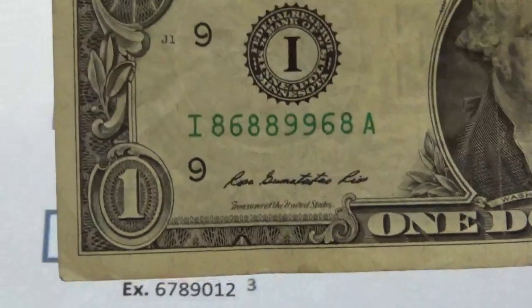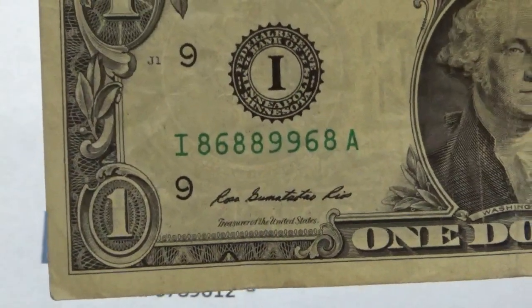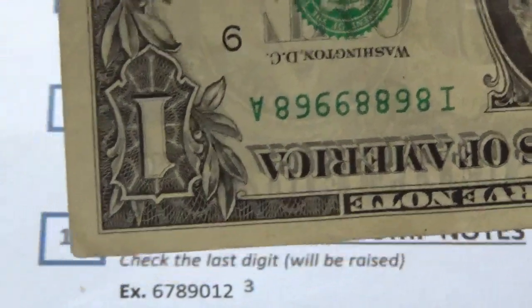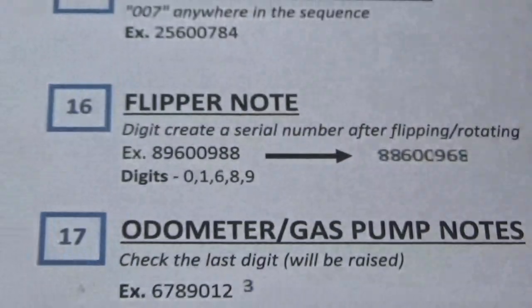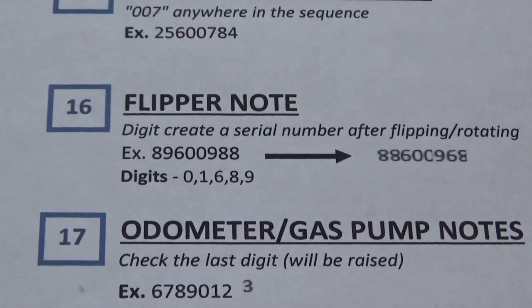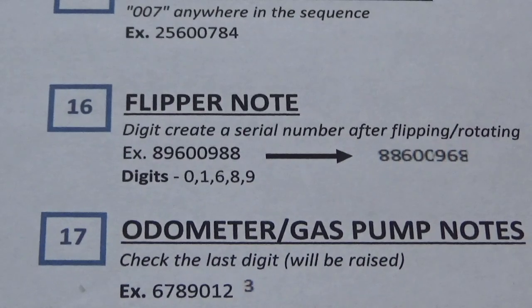Here's an example of that. As you can see, I have 8, 6, 8, 8, 9, 9, 6, 8, and I'm going to flip or rotate this, and it still creates a serial number: 8, 9, 6, 6, 8, 8, 9, 8. So that's a flipper note, and those are really cool to find. Like I said, you can have different combinations, like a trinary or binary that's also a flipper note. It really just comes down to the digits, and you can only do that with those 0, 1, 6, 8, and 9.